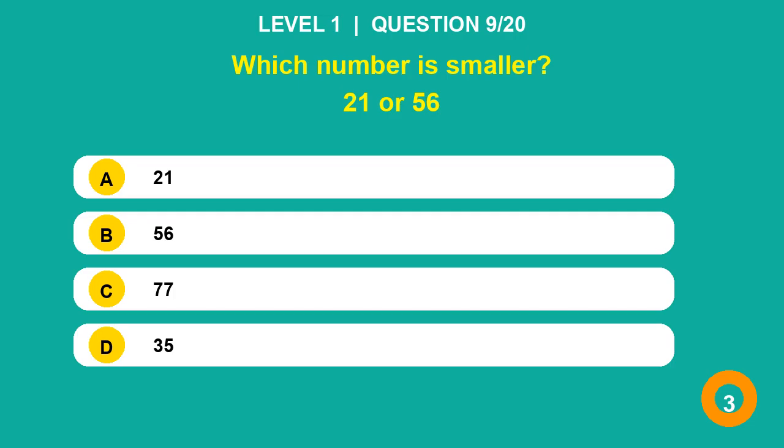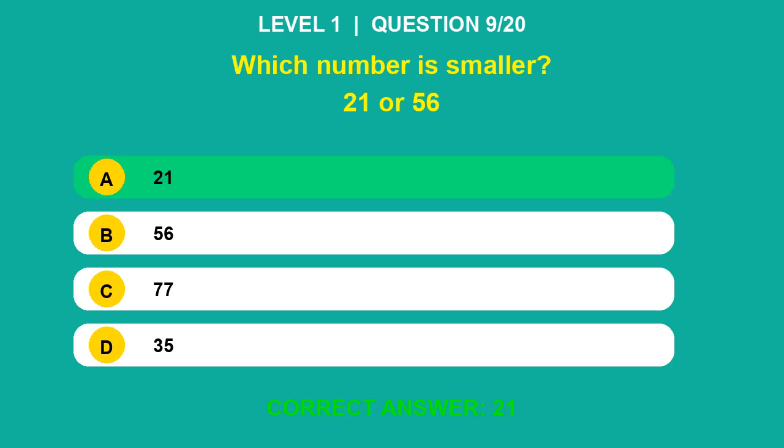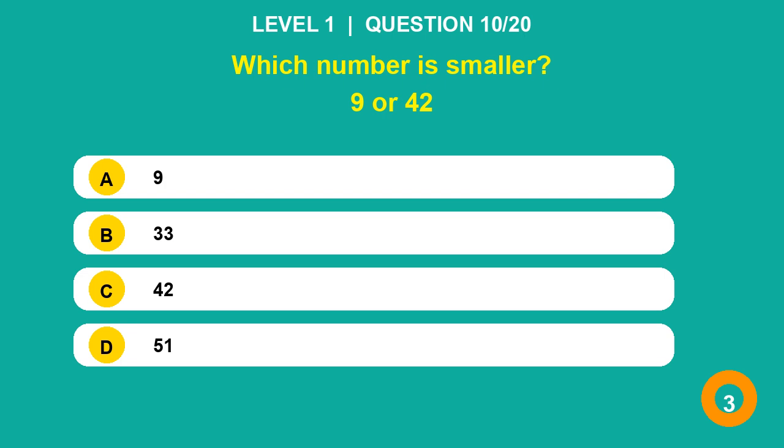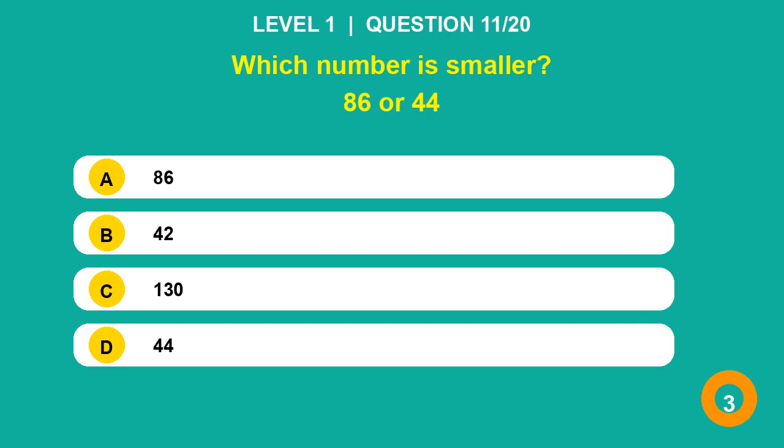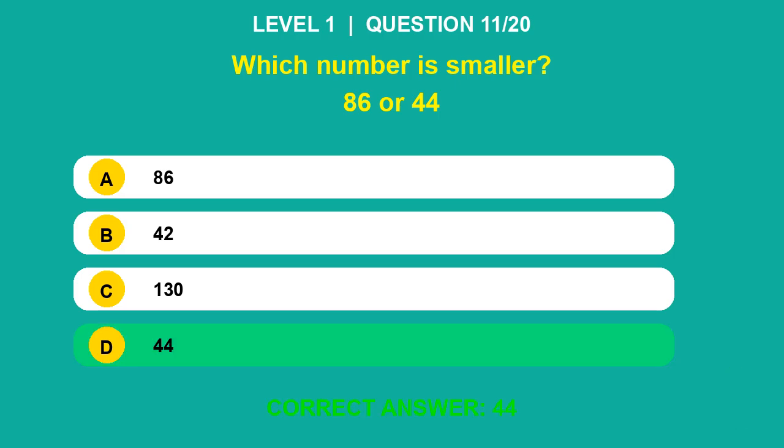Which number is smaller? 21 or 56? Answer is 21. Which number is smaller? 9 or 42? Answer is 9. Which number is smaller? 86 or 44? Answer is 44.